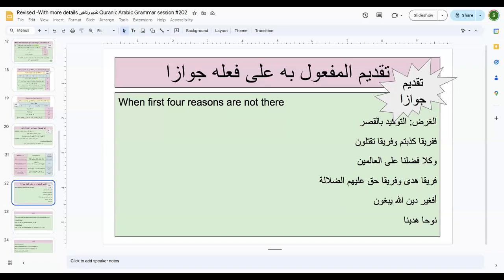If you see maf'ul bihi muqaddam, you're just going to say that it is jais for it to be brought forward. Taqdeem is jais, and the purpose of this is emphasis. Okay, I hope this is clear to all of you.